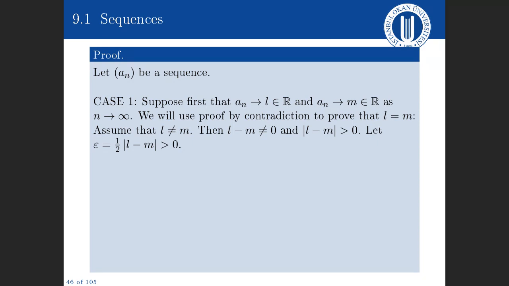And the way to do this is we're going to start by assuming the opposite and then finding a contradiction. This is called proof by contradiction. So we start by assuming the opposite of what we want to prove. I want to prove that L is equal to M, so I'm going to start by assuming that that's not true. Start by assuming that L is not equal to M. Then L minus M is not 0, and the absolute value of L minus M is strictly positive. Divide this by 2 and call this epsilon.